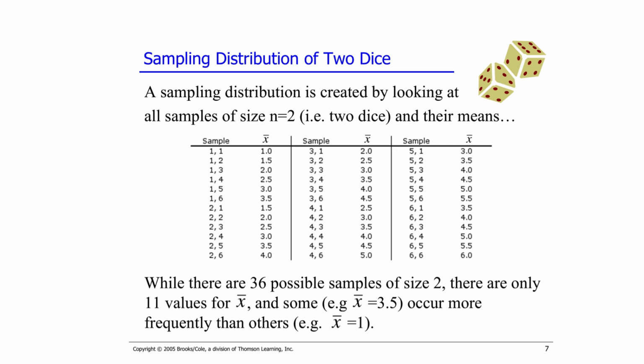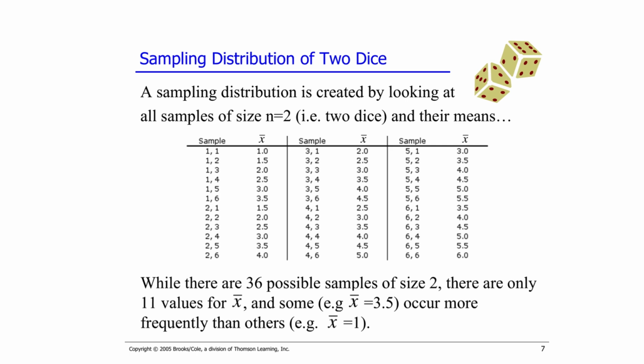Even though there are 36 samples, the number of distinct mean values is only 11, ranging from 1 to 6 in steps of 0.5. Importantly, some means occur more frequently than others. For example, a mean of 3.5 appears often, while means like 1 or 6 appear only once. This demonstrates a key idea. When we take multiple samples and calculate their means, the distribution of sample means tends to cluster around the center, forming the basis of the central limit theorem.